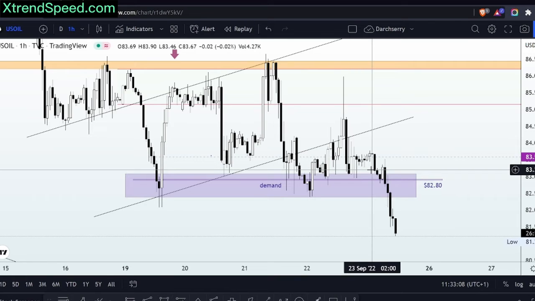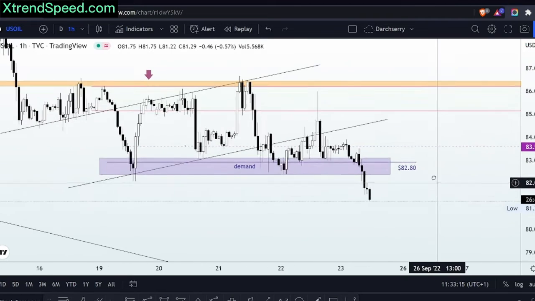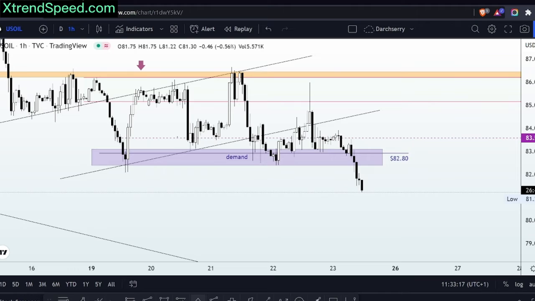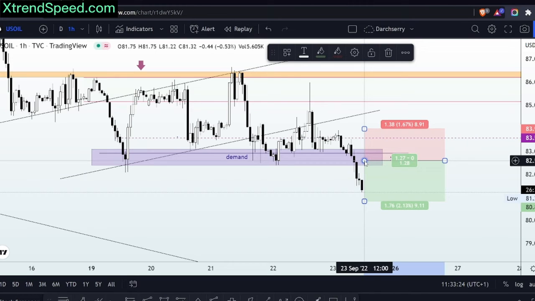So let's continue to look out for selling opportunities on the US oil. And that reminds me, where will our take profit target be if we are going to be selling at that point? Very good question. Okay, so let's look at this. If we are selling right from within this area here, we never can tell where that is going to be.